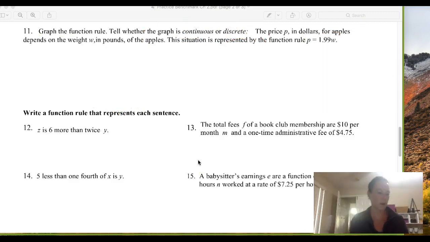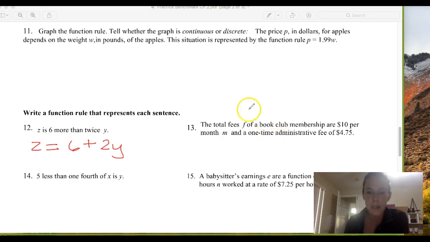On to number 12. Number 12, write a function rule that represents each sentence. So really just write out what you're hearing. This is just translating verbal to equation. Z is an equal sign. So I'm going to go Z is 6 more than 6 plus twice Y, 2Y. It's easy as that. Read it, write it.